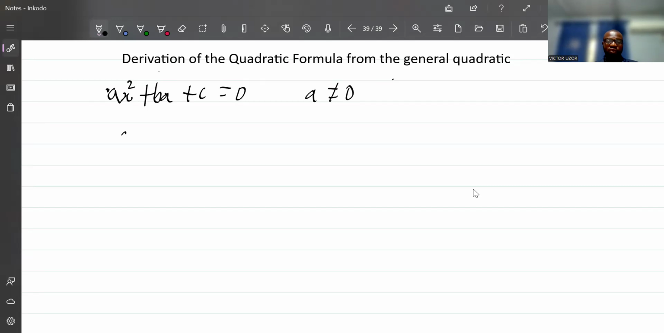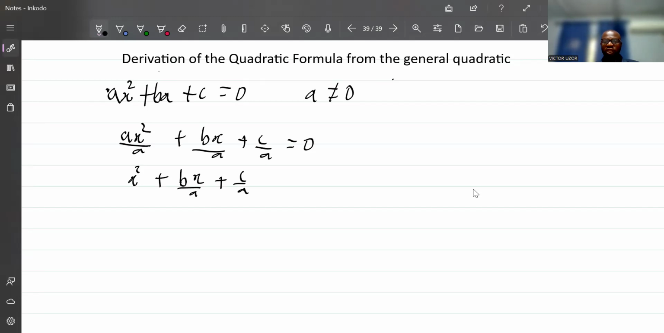So you are going to have ax squared all over a plus bx all over a plus c all over a equals 0. And when you do that, you know that the a will cancel a. You will now have x squared plus bx over a plus c over a. So that is the first step. The first step is to make the coefficient of x squared equal to 1.